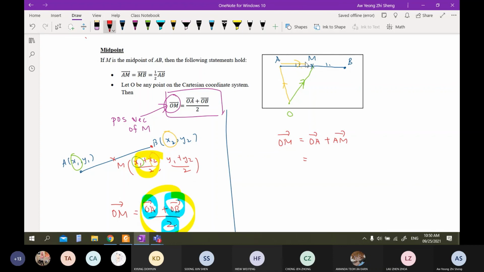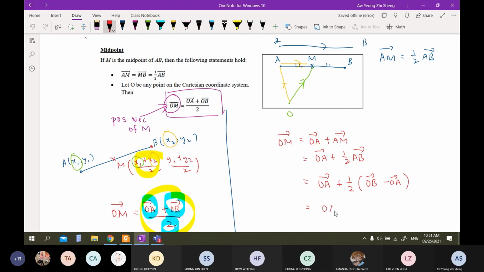First of all, we notice that AM is half of AB. According to our diagram, AM has half the length of AB and they are in the same direction. So it's obvious that AM can be written as half AB. So you have OA plus half AB. I'm replacing AM by half AB. Then using the subtraction formula that we have in the previous section, AB can be written as O to the end point minus O to the starting point, that is, OB minus OA.